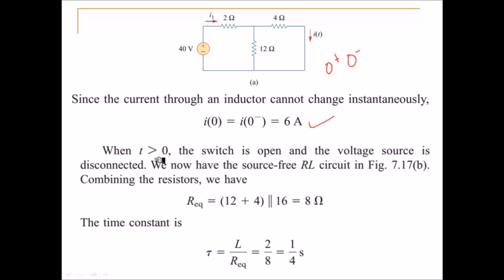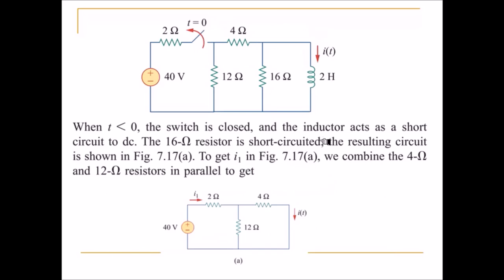Now our interest is the value of the current when t is greater than 0. When t is greater than 0, the switch is open and the voltage source is disconnected. So now we have only a source-free RL circuit. To find the value of R equivalent, find the equivalent resistance across the inductor terminals. So now this is our RL circuit.